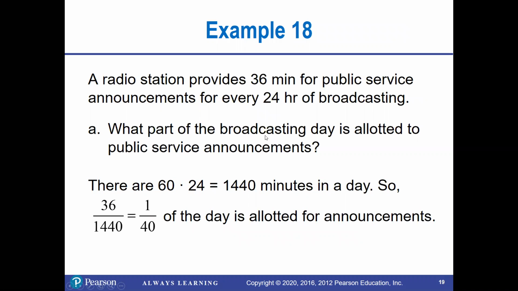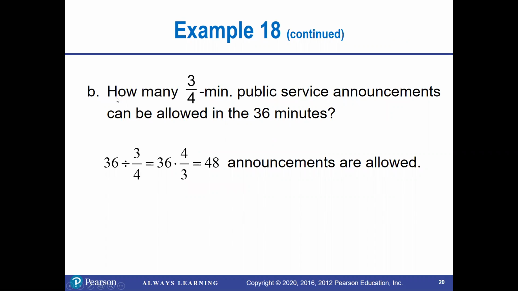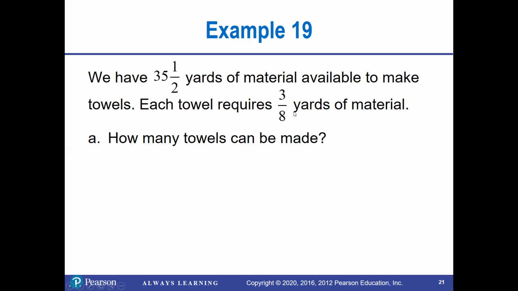All right. Let's get that one here. We're going to go here. How many 3/4-minute public service announcements can be allowed in 36 minutes? Okay, so notice they use the rule here. 36 divided by 3/4, because you're trying to find how many 3/4, 45 seconds basically. Then you take 36 times its reciprocal and you get 48. So they use that process there.